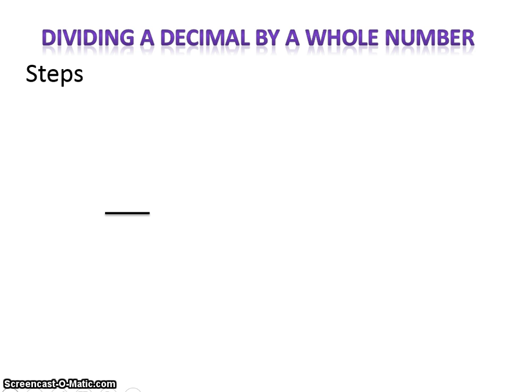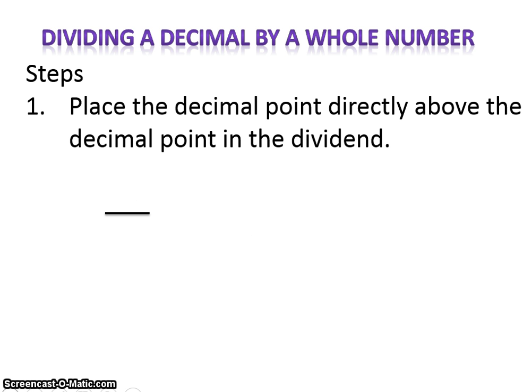So the steps are, and I want you to write this in your spiral notebook, dividing a decimal by a whole number. The steps are, step 1, place the decimal point directly above the decimal point in the dividend. Step 2, you divide. That's all there is to it. So here's an example that I want you to copy in your notes. 6 and 8/10 divided by 2.